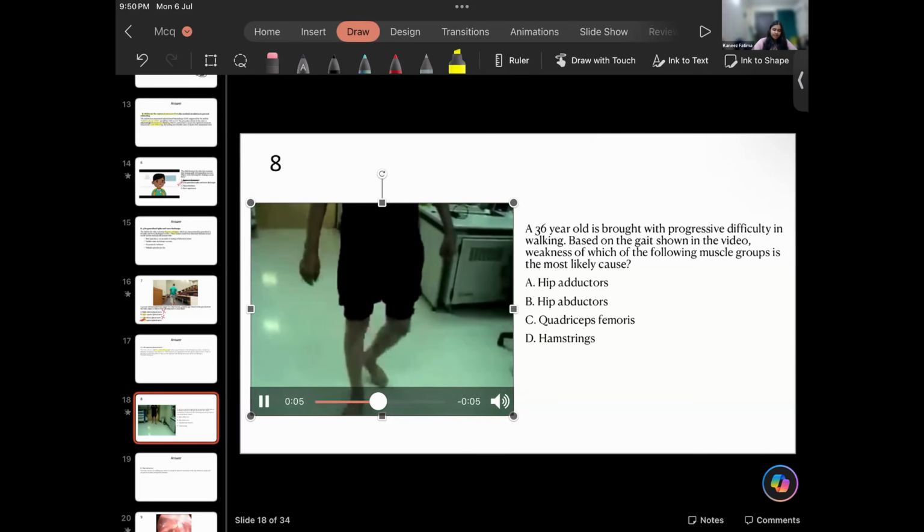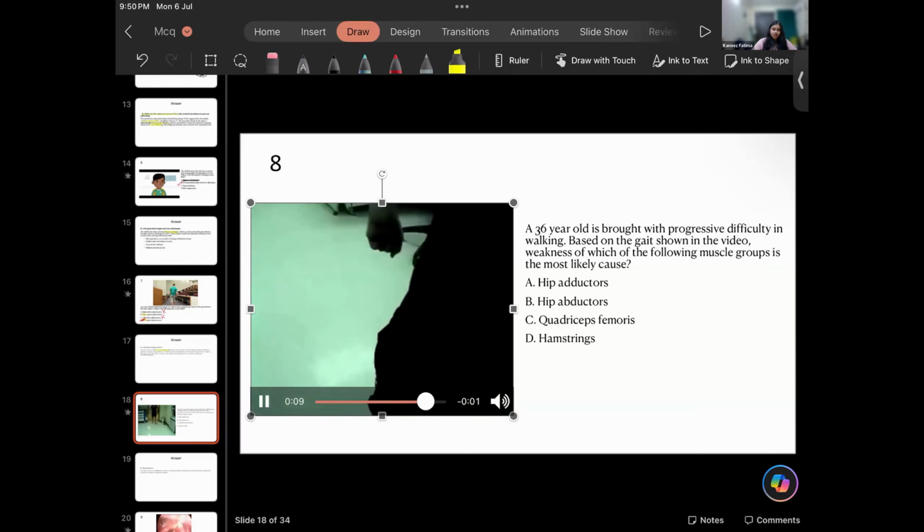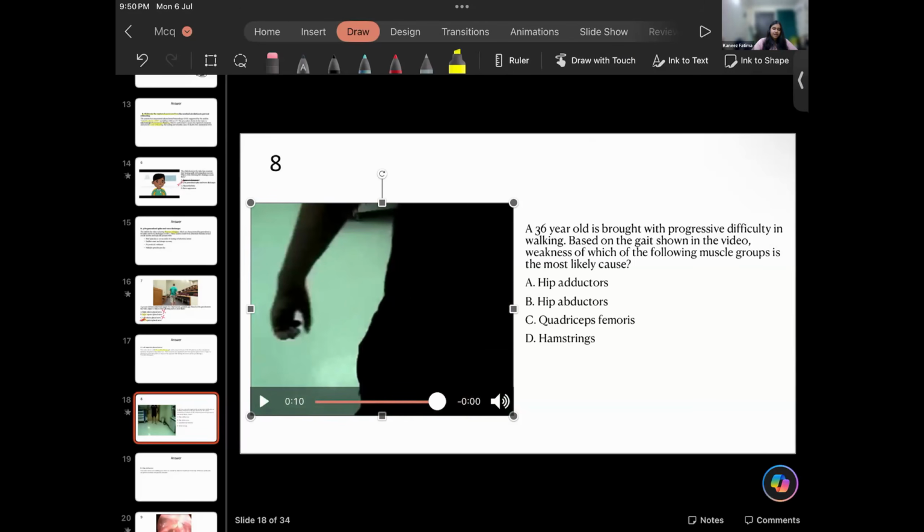The man is walking and the gait is not unilateral, rather it is bilateral, and the person has a drooping of his pelvis on both sides, leading to a gait which looks like how the penguin walks, that is a waddling gait. So waddling gait occurs when there is a bilateral weakness of the hip abductors, the gluteus medius and the gluteus minimus.